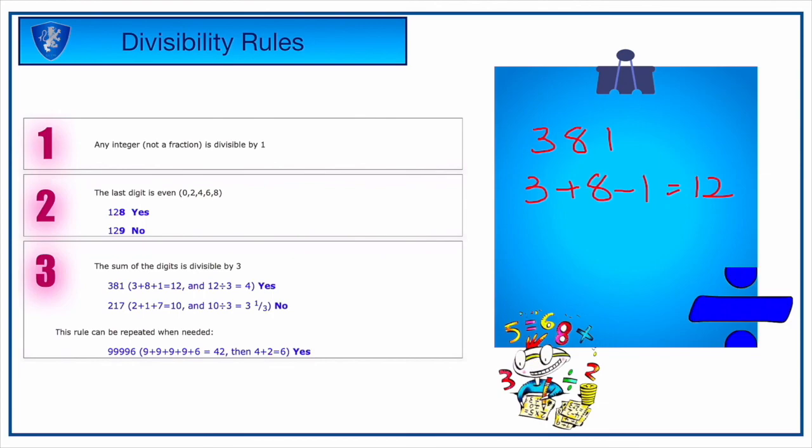Whereas if you have the next one, which is 217, and you add these, 2 plus 1 plus 7, it gives you a total of 10. And 10 cannot be divided by 3, it does not come in the 3 times table. So for this number we'll have to say no. It failed the divisibility by 3 test, and the first one passed it. So that's for 3.